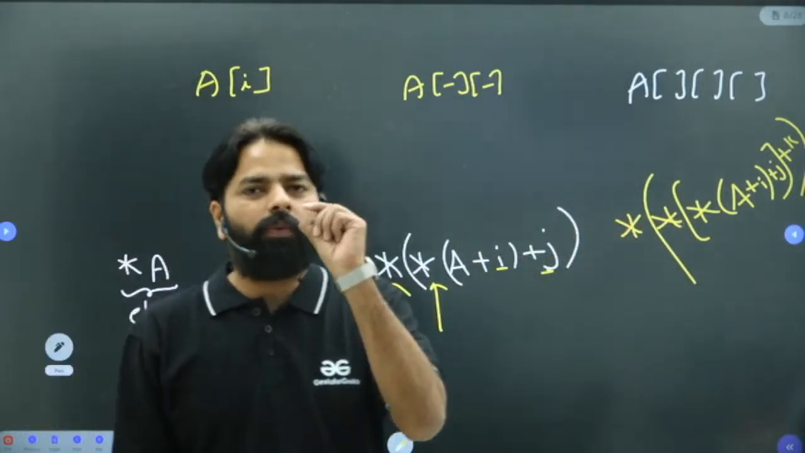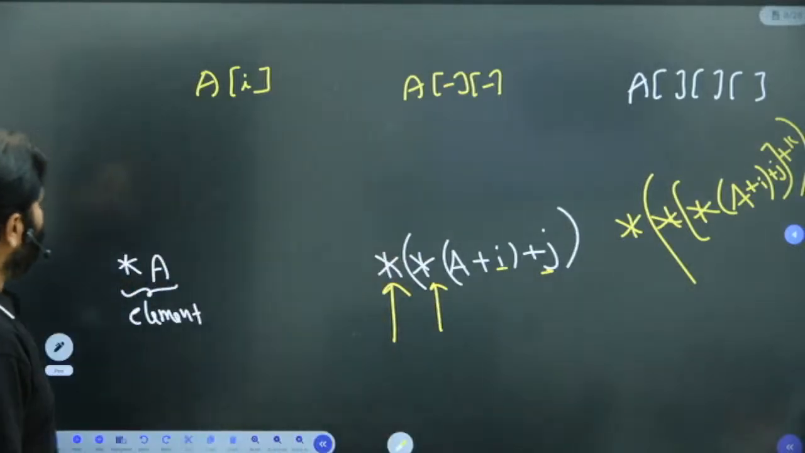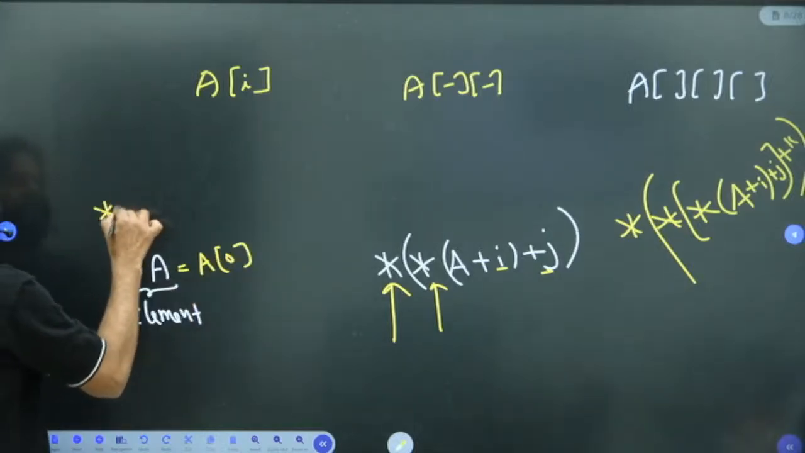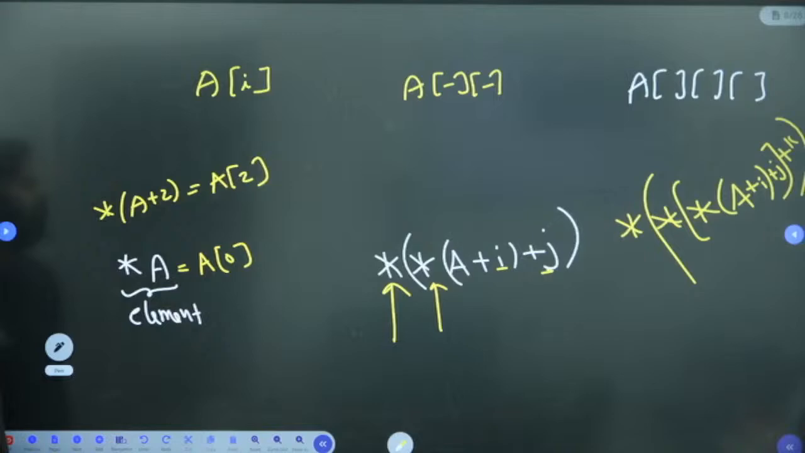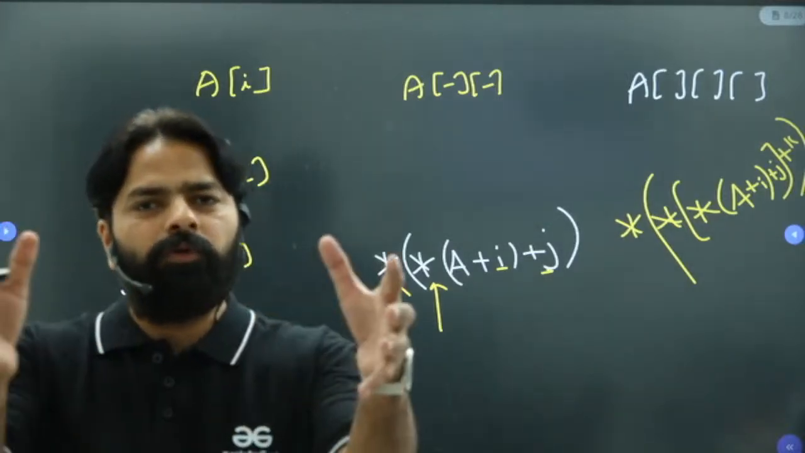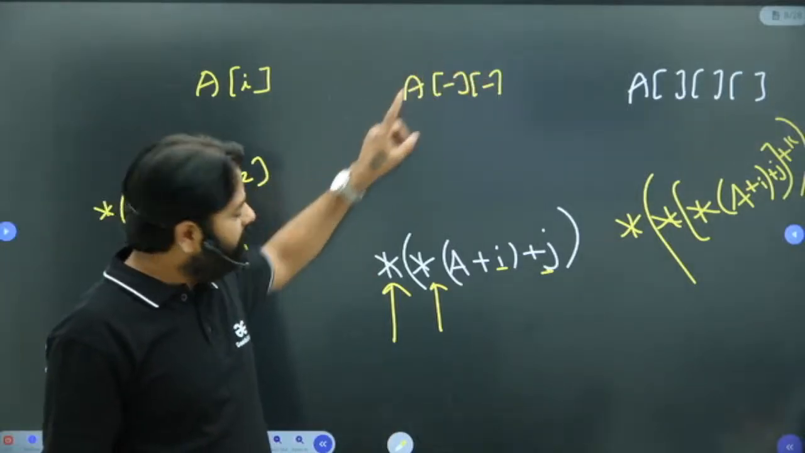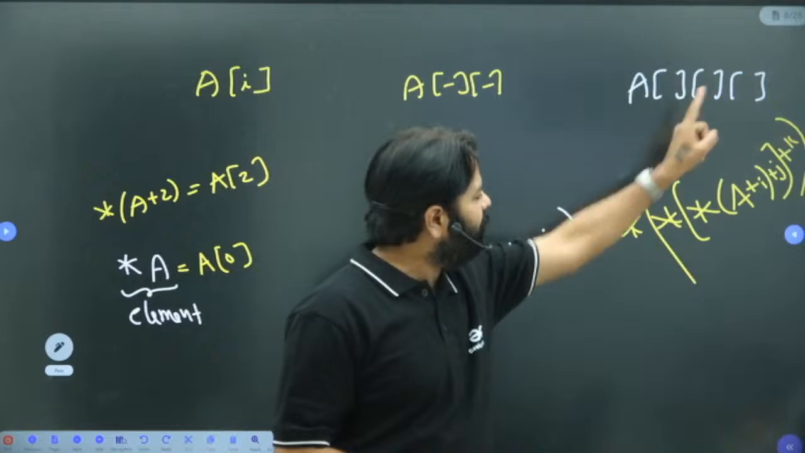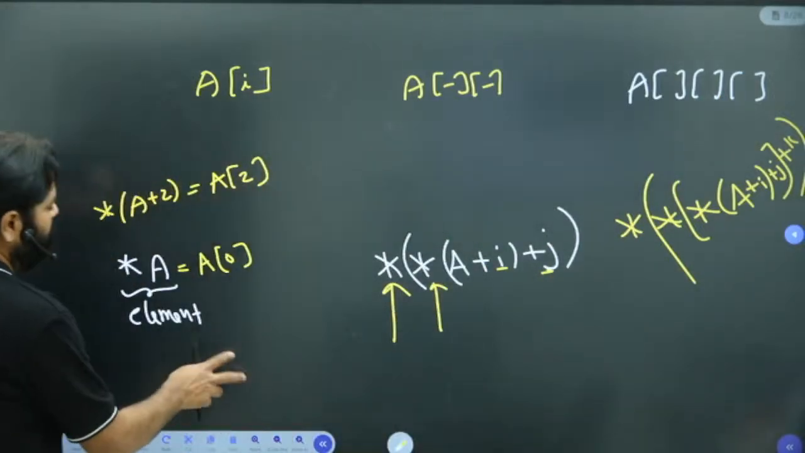1 star is equivalent to 1 slice operator, correct? This is obviously equal to a of 0. But when you say star of a plus 2, this is equal to a of 2. Got it? So anybody not able to understand when you will get an element? If you are dealing with 2D, you require 2 stars. If you are dealing with 3D, then you require 3 stars. Somehow you should access an element. Okay?